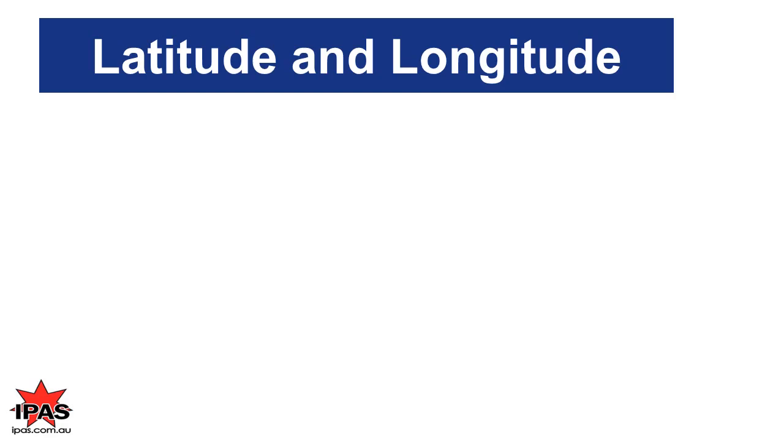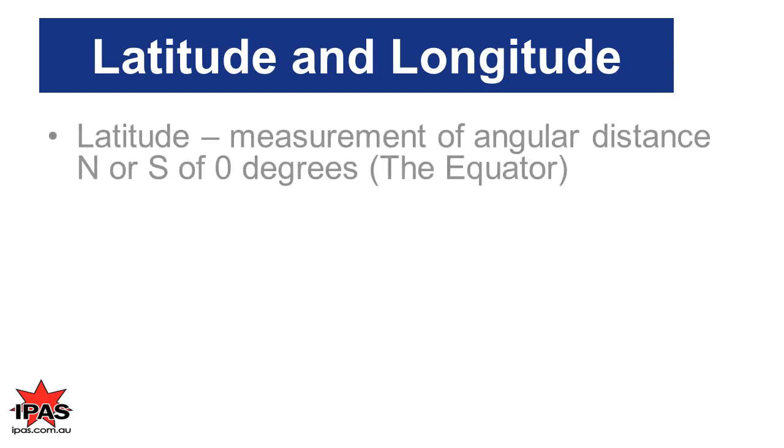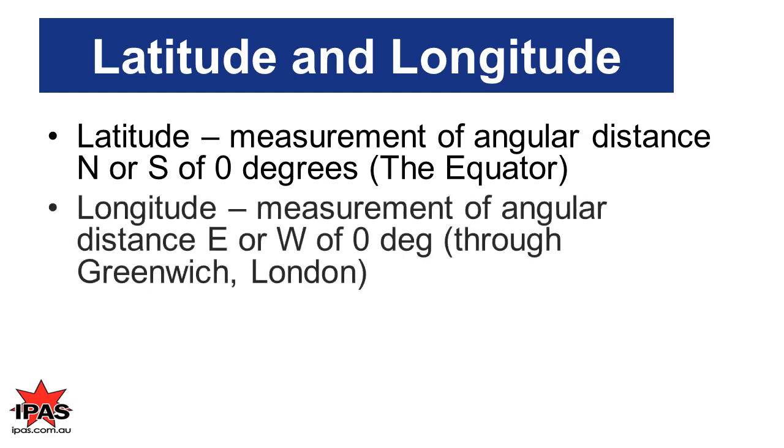We'll start off with latitude and longitude. What's latitude? A latitude is a measurement of angular distance north or south of the 0 degree line, which is the equator. They are parallel with each other, and they become smaller in circumference as they go closer towards the poles. Longitude, on the other hand, is a measurement of angular distance east or west of 0 degrees, which is known as the prime meridian, and that passes through Greenwich and London.